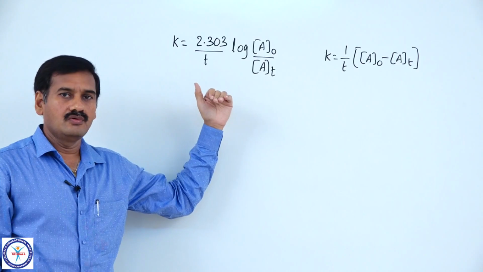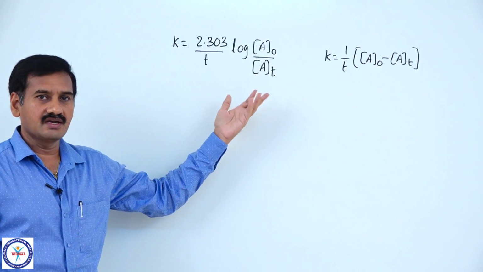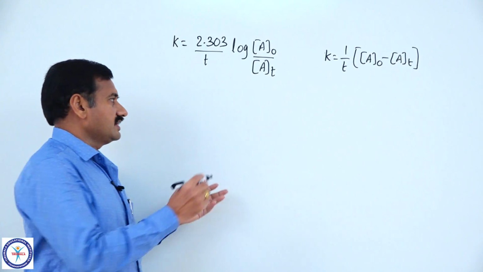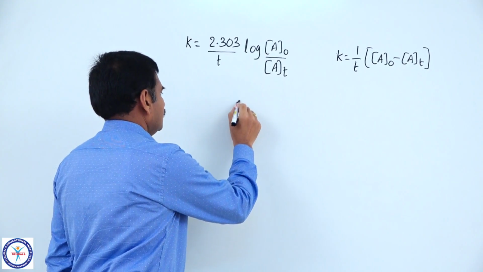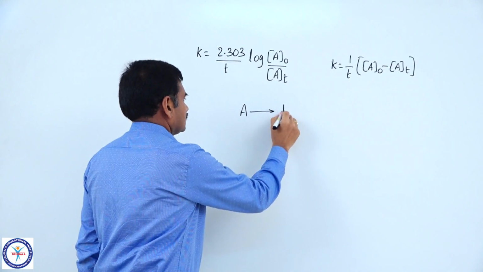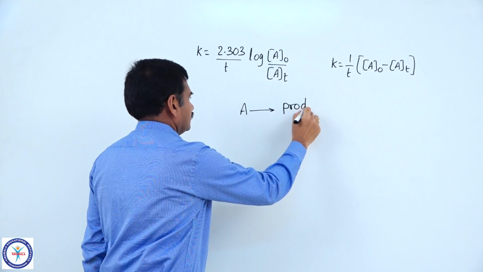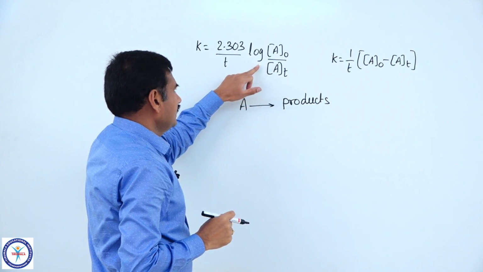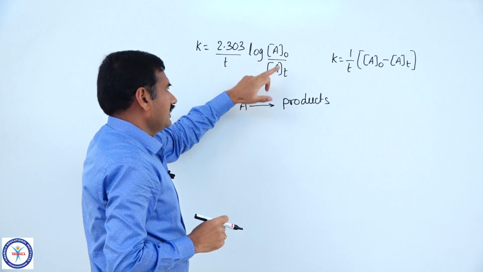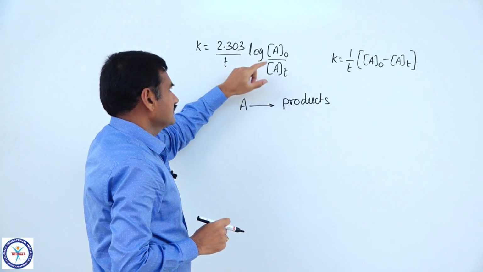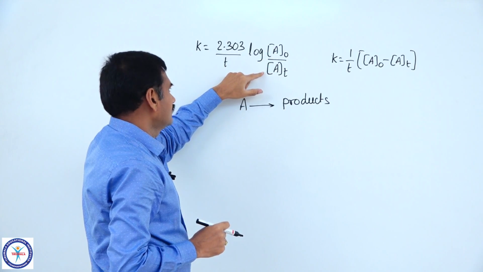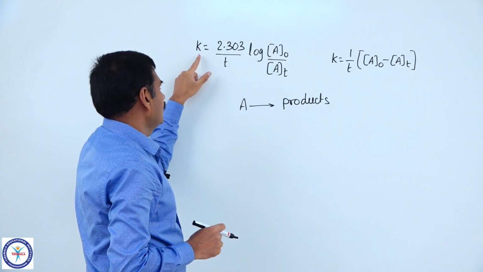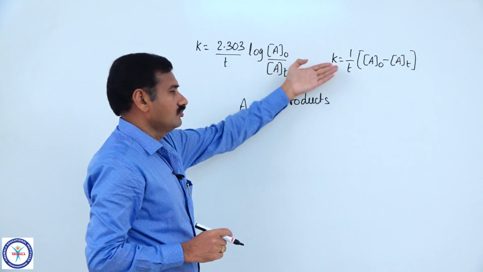Now, how can you calculate the order of reaction using these equations? That is the task now. Suppose the reaction is of the type A gives rise to products. At a time t equal to 0 and at a time t, if the concentrations of A are known to you, time t is known, A naught is known, At is known, we are able to find out K in both these equations.